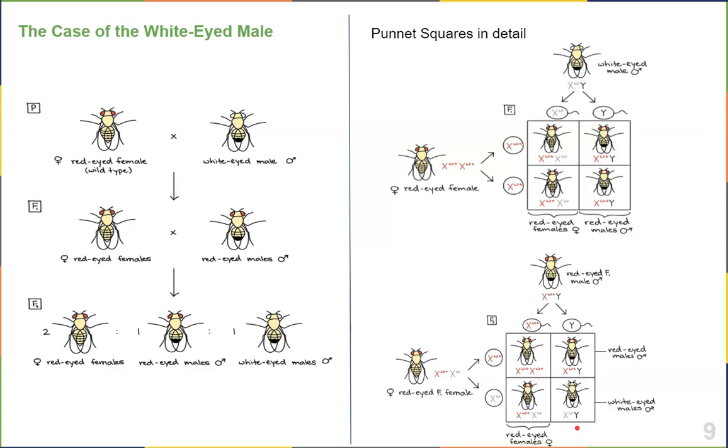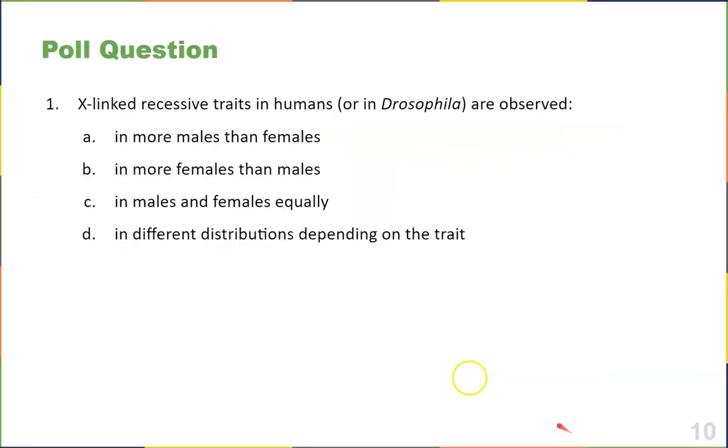We're going to talk about XY inheritance a little bit later as well. But hopefully you understand that even though this is a recessive gene, it doesn't get just pushed out of the population. There is always that case where we can get that expression there. So let's answer this poll question.